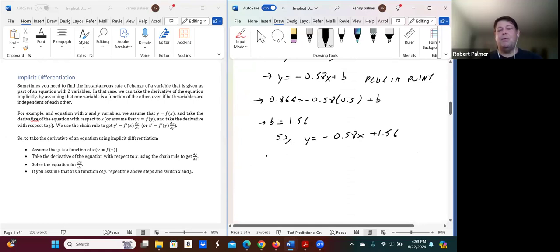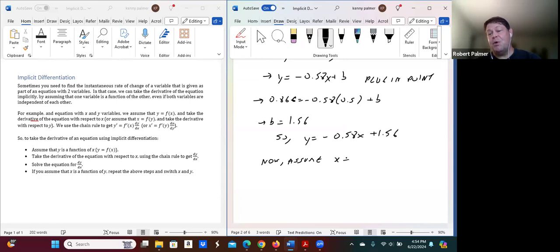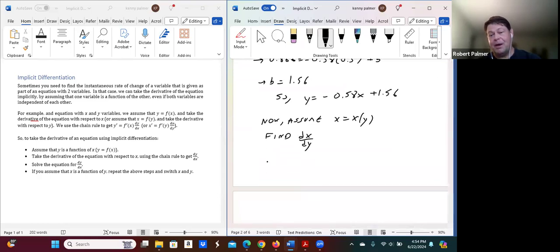Let's do one more. Here I want to show you how this works. Let's now assume that x is a function of y. So x equals this, okay? Now what we do is find essentially dx over dy. So we're going to repeat all the same steps we just did, except this time we're going to take the derivative of x with respect to y. So we reverse it and see what that looks like, okay?